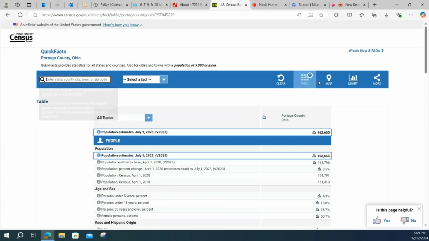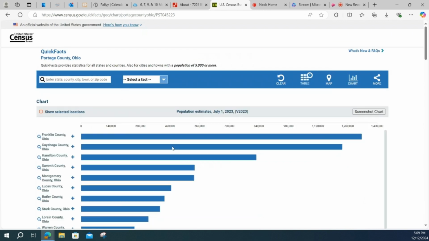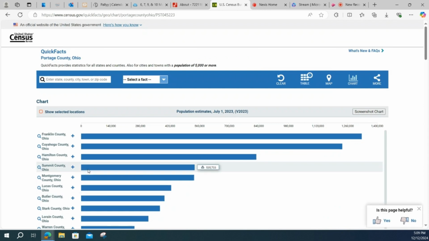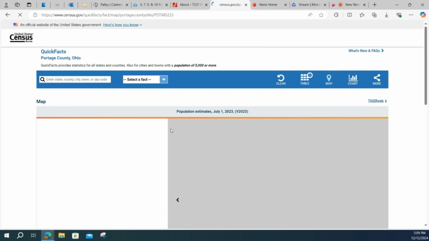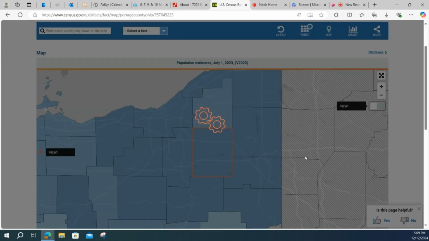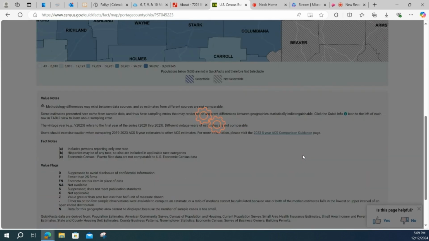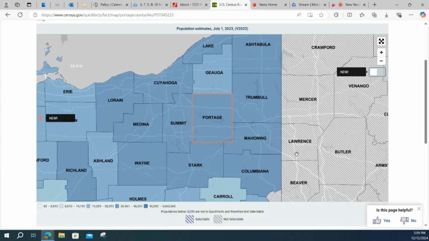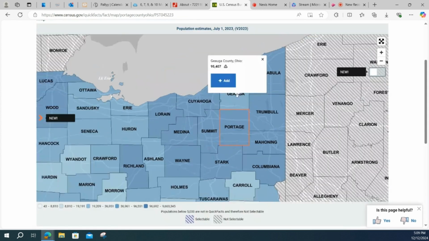And then across the top, I've got some other things. There's a table, and that compares all of the counties in Ohio and the population, which is really neat. And at the top, do you see where it says select a fact? I could pick a different fact besides population and compare that. I could compare it by maps just by hovering over each part of the map. And I can even zoom in on the places in the map.